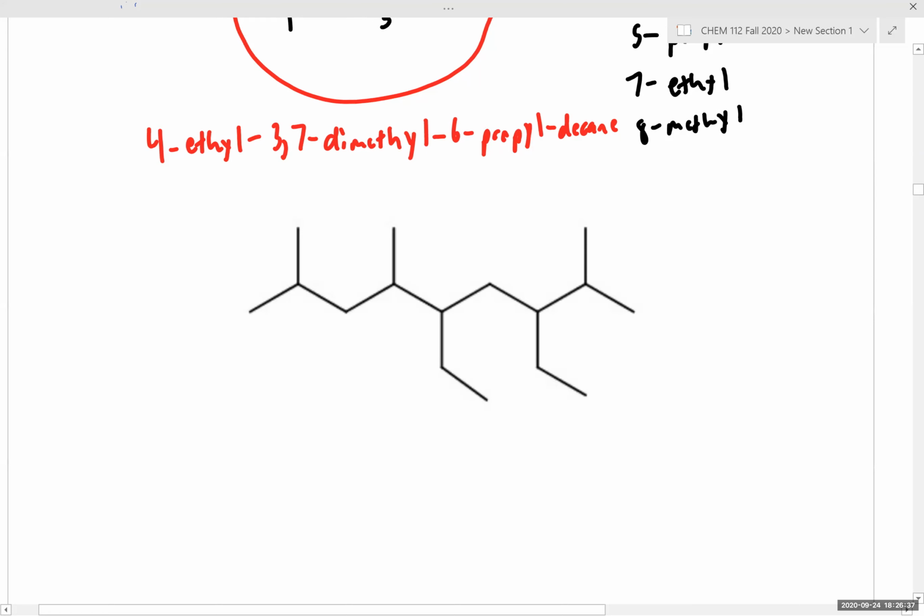So remember, we want the longest chain with the most amount of branching. And we want the smallest locant numbers. And really don't be shy to share any questions you have or any proposed responses that you have in the chat or verbally.